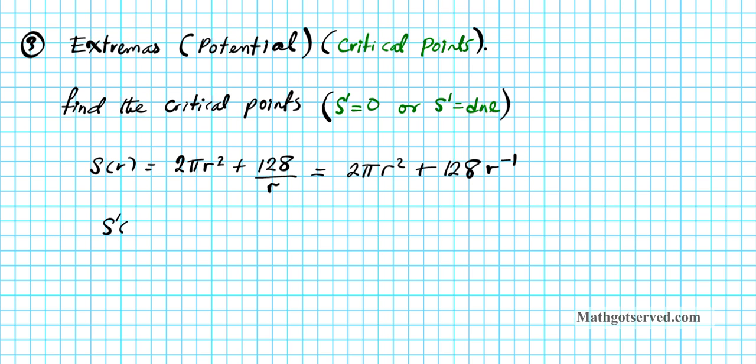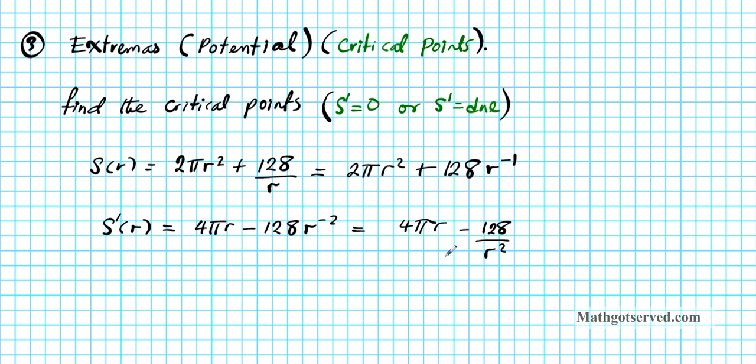So s prime of r, for the first portion here, 2 pi r squared, we take the derivative, that will be 4 pi r, and then the derivative of this, in the power rule, this minus times this positive will become minus 1 times 128 r, and then we decrease this degree by 1, so minus 2. Okay, so we can rewrite this as 4 pi r minus 128 over r squared.